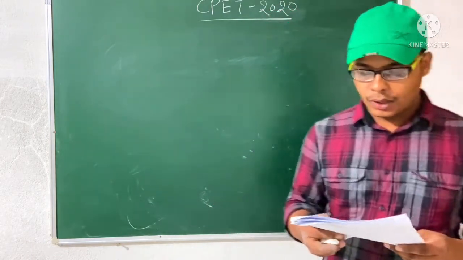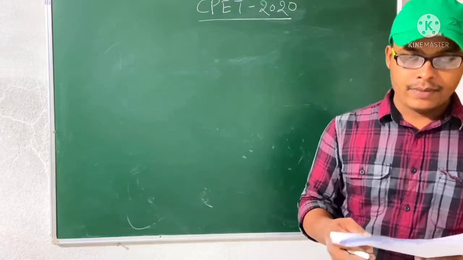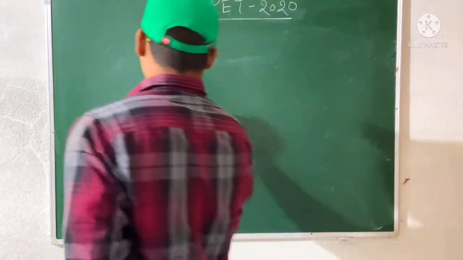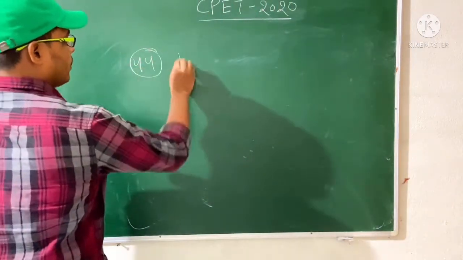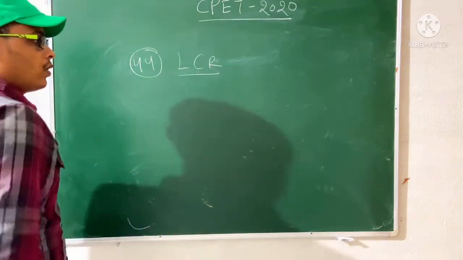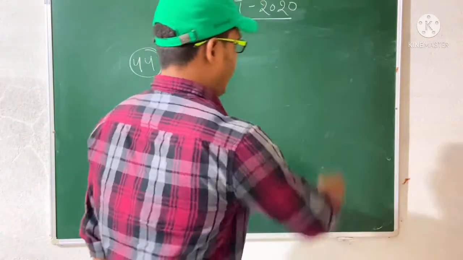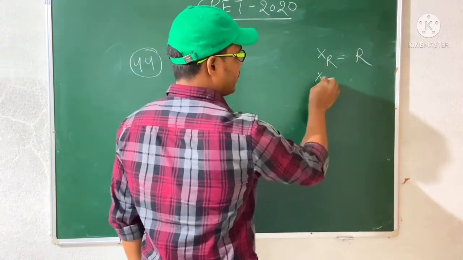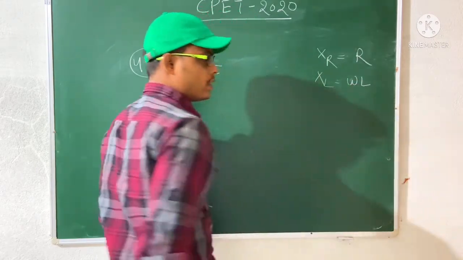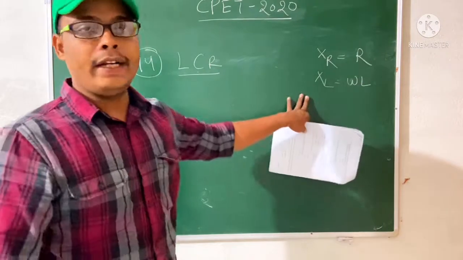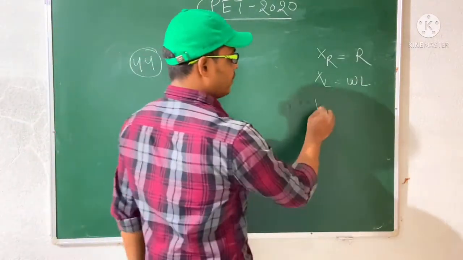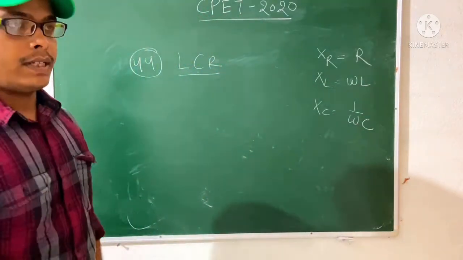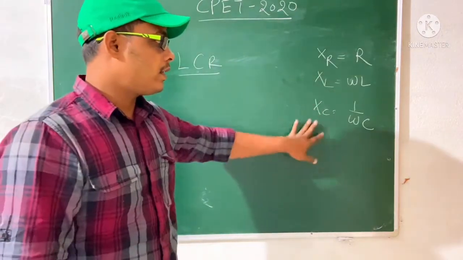What is the correct expression for the phase angle in an RLC circuit? Phase angle, what is the phase angle in an RLC circuit? Okay, so remember in our LCR circuit, we have XL, XC, XR. XR is the resistance of the resistor, that is R. XL is omega L. So this is the resistance of the inductor, that we call inductive resistance. And what is XC? This is 1 by omega C, right? So what is omega? Omega is the angular frequency, and this is the capacitor.